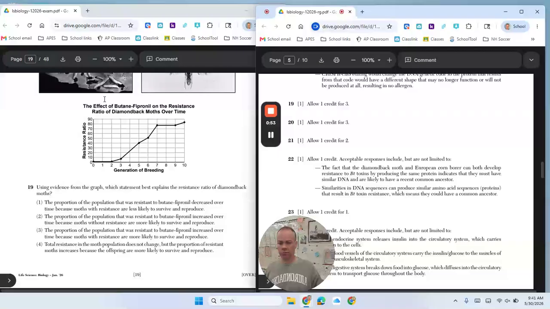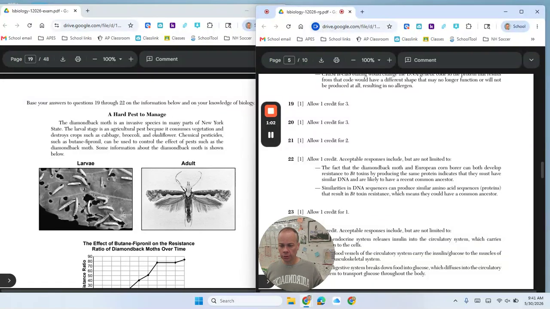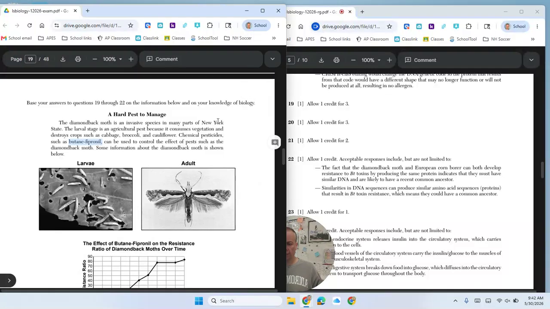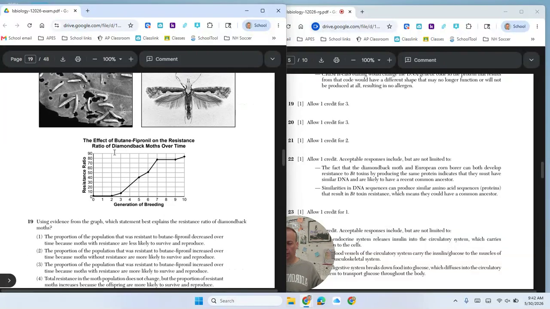In this case, the title is the effect of butane fipronil on the resistance ratio of diamondback moths over time. Up at the top, you'll read a little bit about these moths and different stages. You could also read about butane fipronil. It's an insecticide, or a pesticide, we would call it. So the effect of that pesticide on these moths over time. We look at the x-axis. This is 10 generations of these moths. And then on the y-axis, we have resistance ratio.